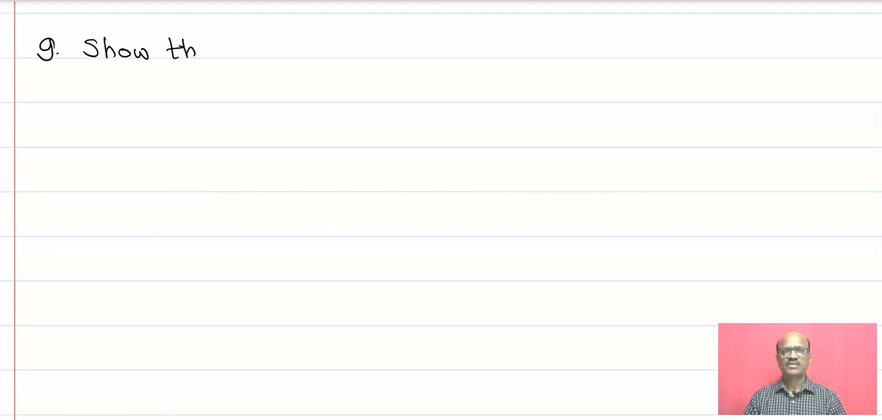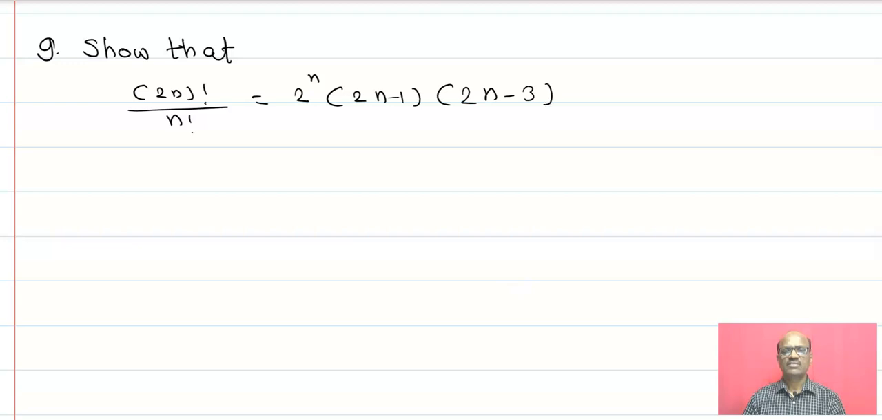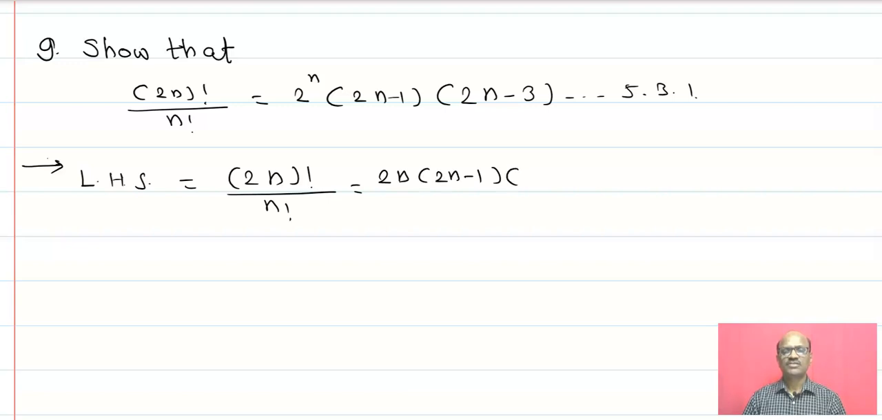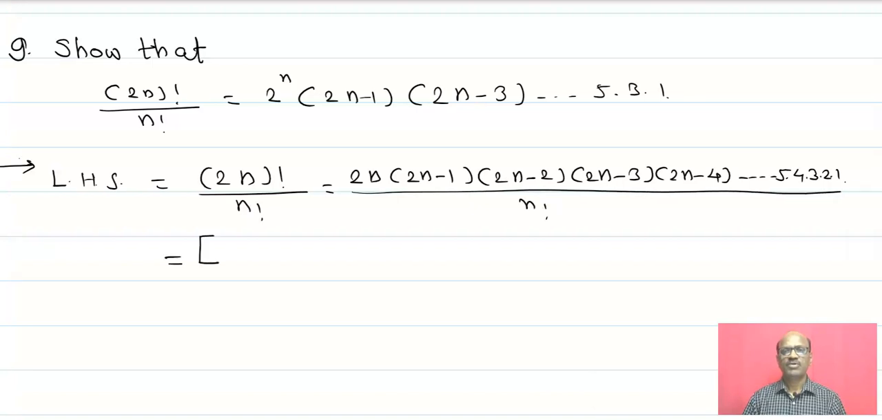Now question number 9. Show that 2n factorial upon n factorial is equal to 2 raised to n into (2n minus 1)(2n minus 3) and so on up to 5, 3, 1. Therefore LHS is equal to 2n factorial upon n factorial, and it can be written as 2n into (2n minus 1), (2n minus 2), (2n minus 3), (2n minus 4) up to 5 into 4 into 3 into 2 into 1 upon n factorial. Now what is next?